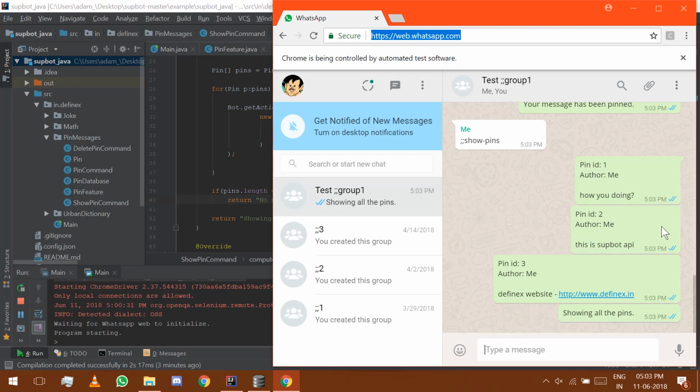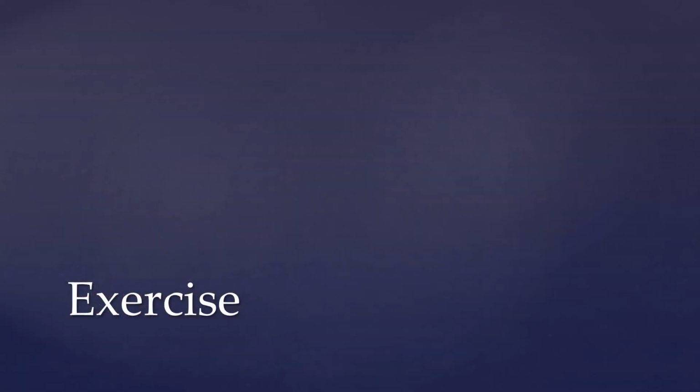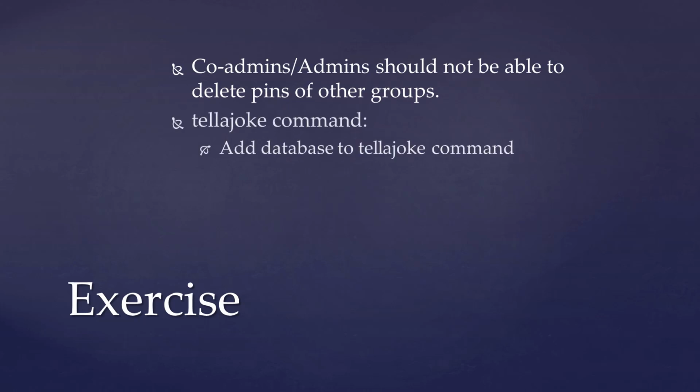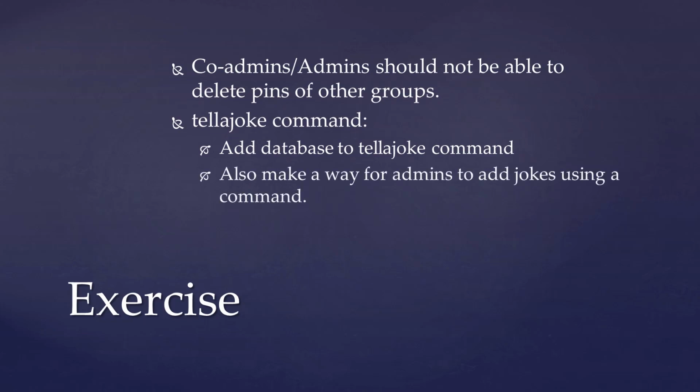Pin feature has been made. Now that you know how to use a database in Supbot API, I'll give you two simple exercises. First, in the delete pin command, I have made it so that the co-admin or admin of any group can delete the pin of any other group. Try to fix it. Second, add a database to the tell us your command that you made in the exercise of the last episode. And also make a way for the admins to add new jokes using a command.